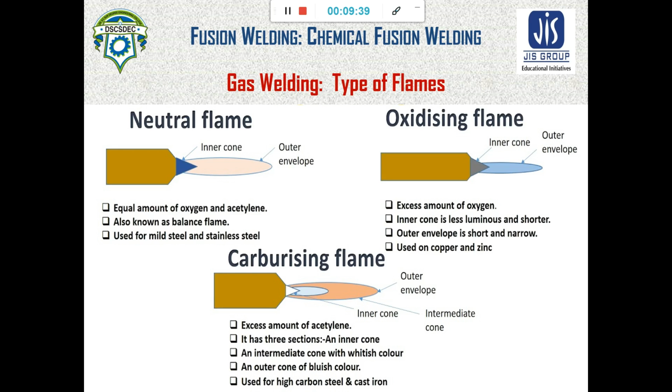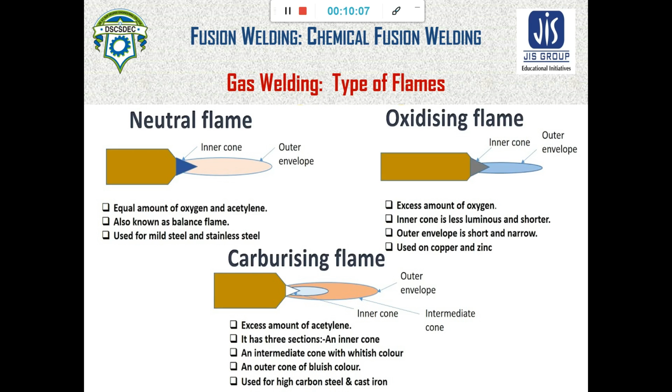And carburizing flame. In case of carburizing flame, an intermediate cone can be seen, and an excess amount of acetylene is there. Here there are 3 sections. The intermediate cone will have whitish color and the outer cone will have bluish color, and it is used for high carbon steel and cast iron.